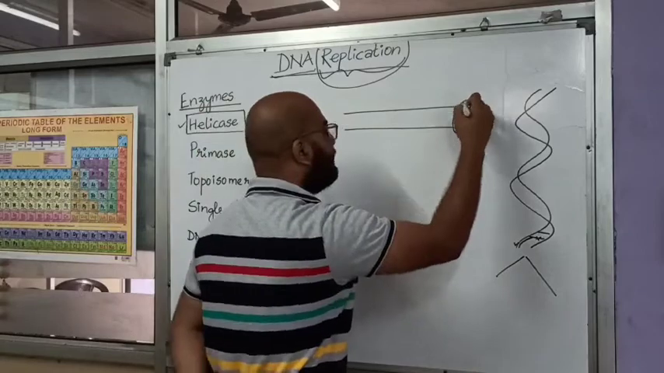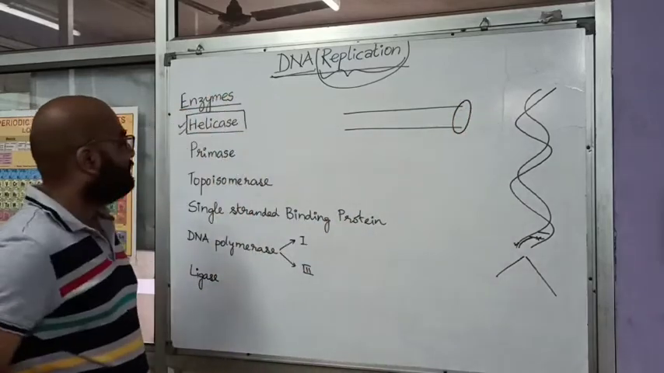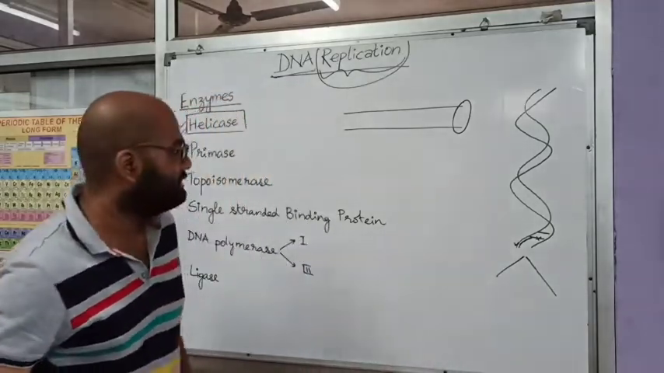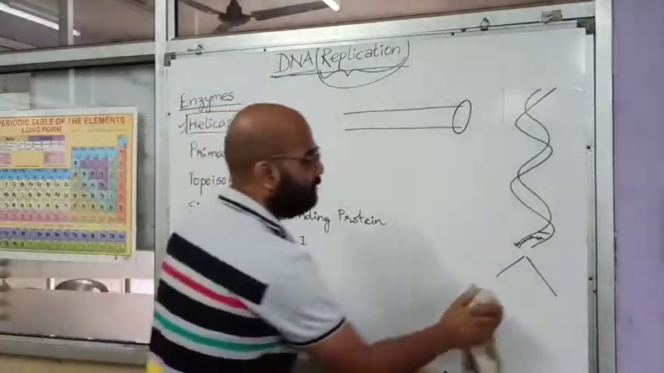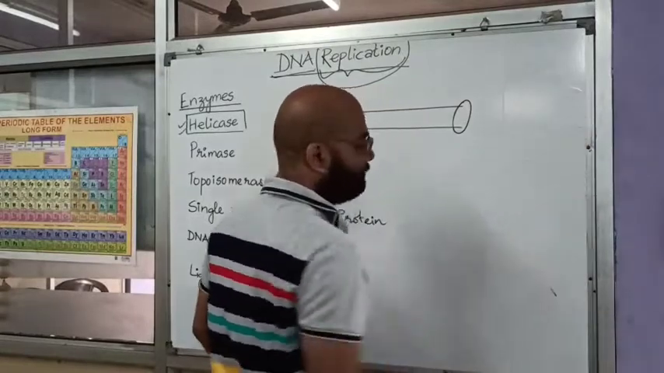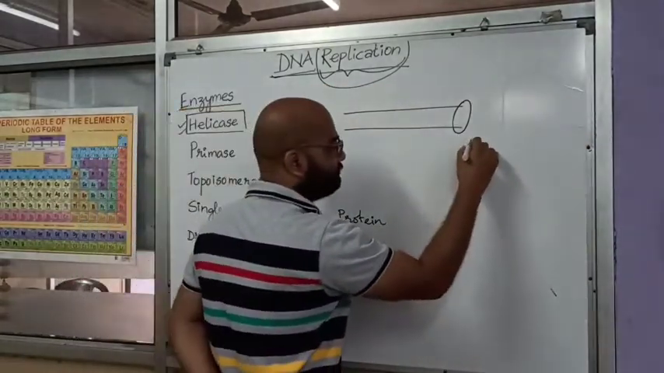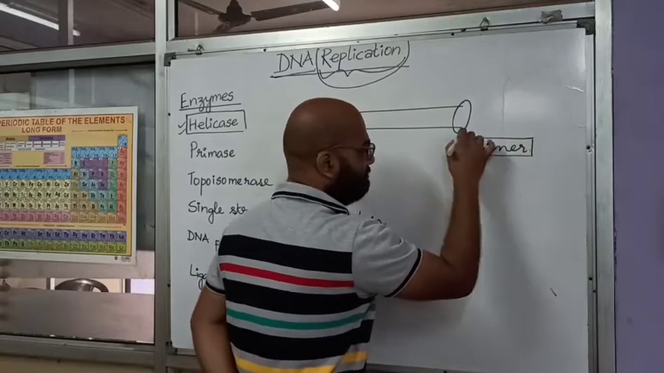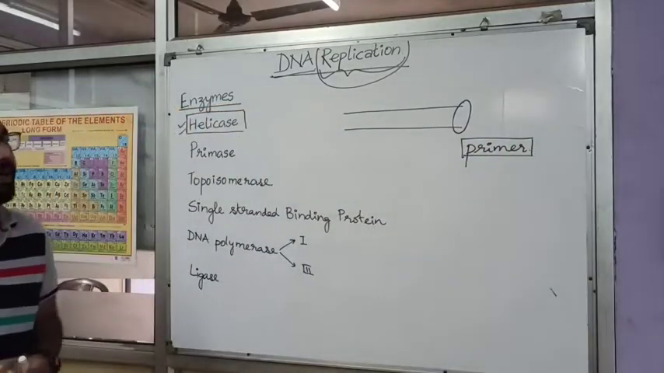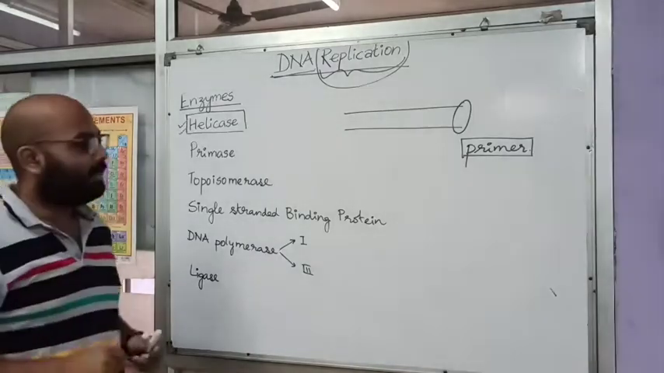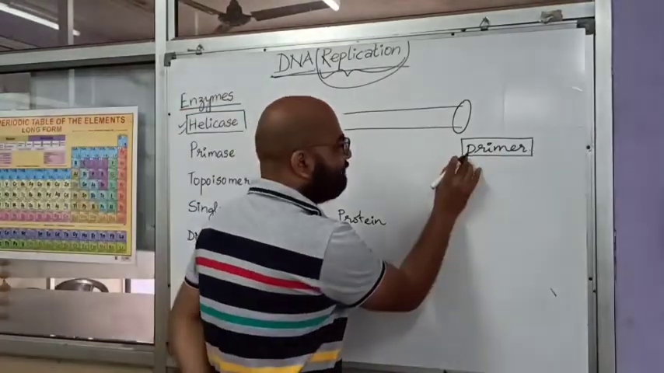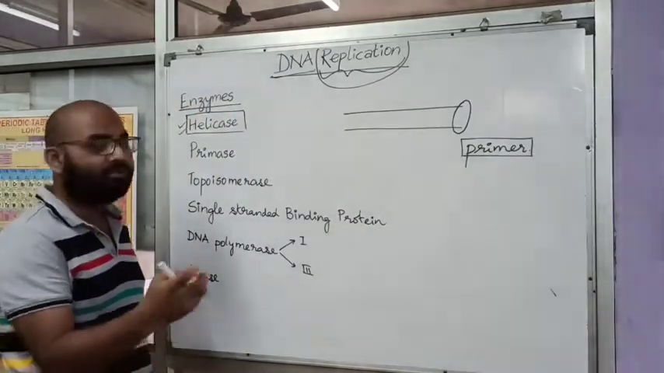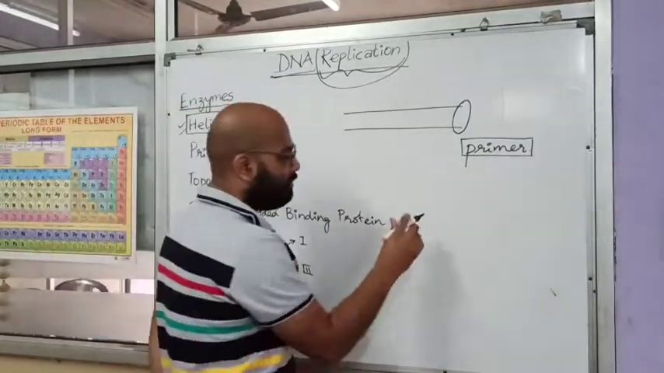Here it is helicase. Second thing, if we have to start the process, we need a primer. We need a very important term, that is primer. So simply, it's a single-stranded RNA molecule that provides the free 3' hydroxyl end for new nucleotides to be added. What is this one?